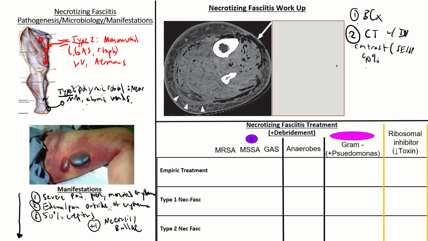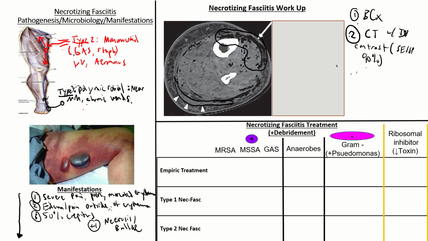Things that you're looking at on that CT scan: one, secondary to that type 1 necrotizing fasciitis, you might see some of that air in the skin and soft cutaneous tissue. But in anyone, type 1 or type 2, you really should see enhancement, edema, inflammation of your fascia, which you can see outlined in these white arrows right here.